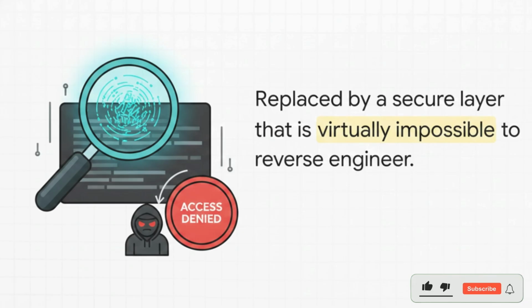The technical reason for this night and day difference is that your original readable logic is completely replaced by a secure, obfuscated layer. It takes your readable syntax and turns it into these complex structures that are, for all intents and purposes, virtually impossible to reverse engineer. Just think about what you've accomplished here. In less than a minute, you've gone from having completely vulnerable code to deploying a professionally secured web application.